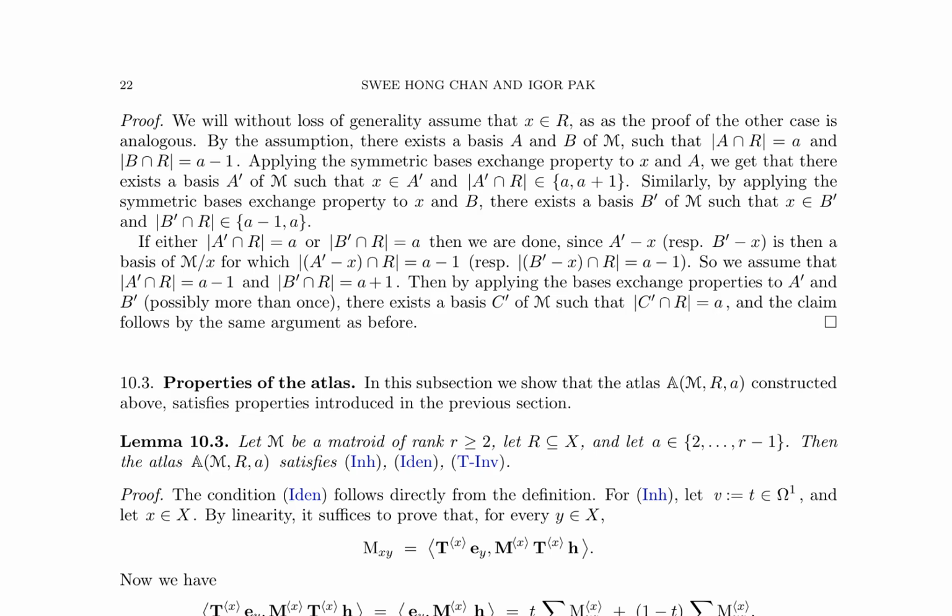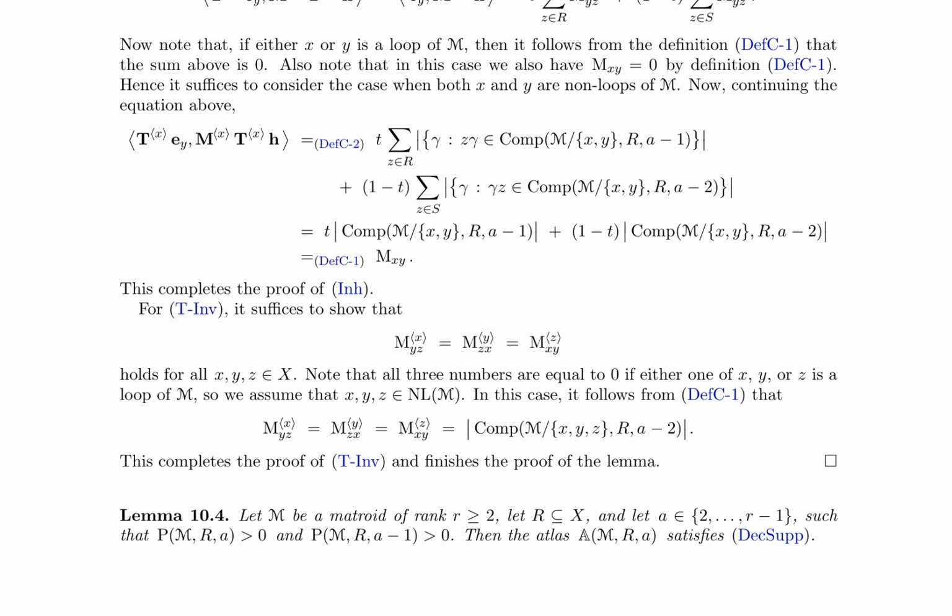The linear transformation T⟨x⟩, the right-pointing arrow R^D associated to the edge v, v⟨x⟩, is the identity map. Properties of the constructed matrices, such as the support and irreducibility of C_{M,R,A}, are discussed. The atlas A(M,R,A) satisfies properties like Ind, Iden, and Tinv. The condition DecSup is also shown to hold under certain conditions. These properties are crucial for the proof of the Stanley-Yan inequality and its equality cases.